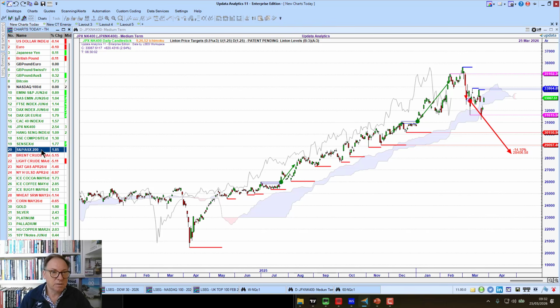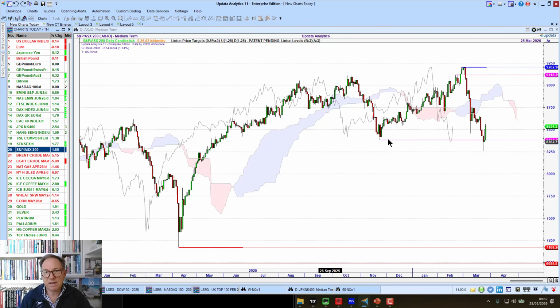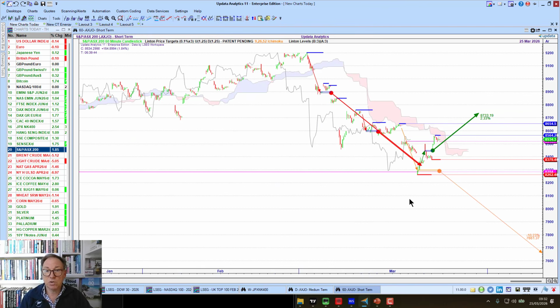If we look at the Aussie market, for example, up 1.8%, bounced on support, so that's looking quite strong. No clear targets there, but that's really quite interesting. If we look at the shorter term chart, we do have an upside target.